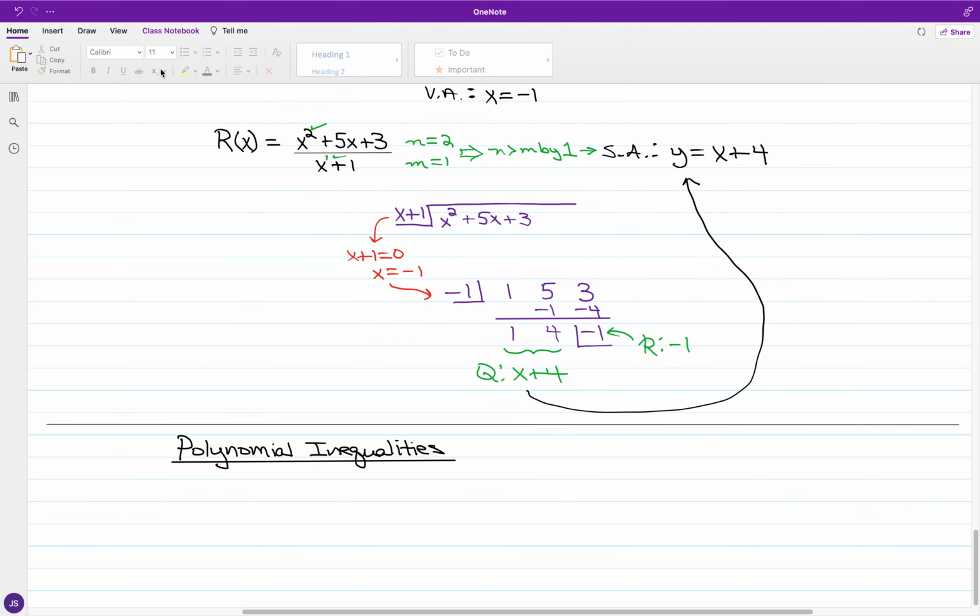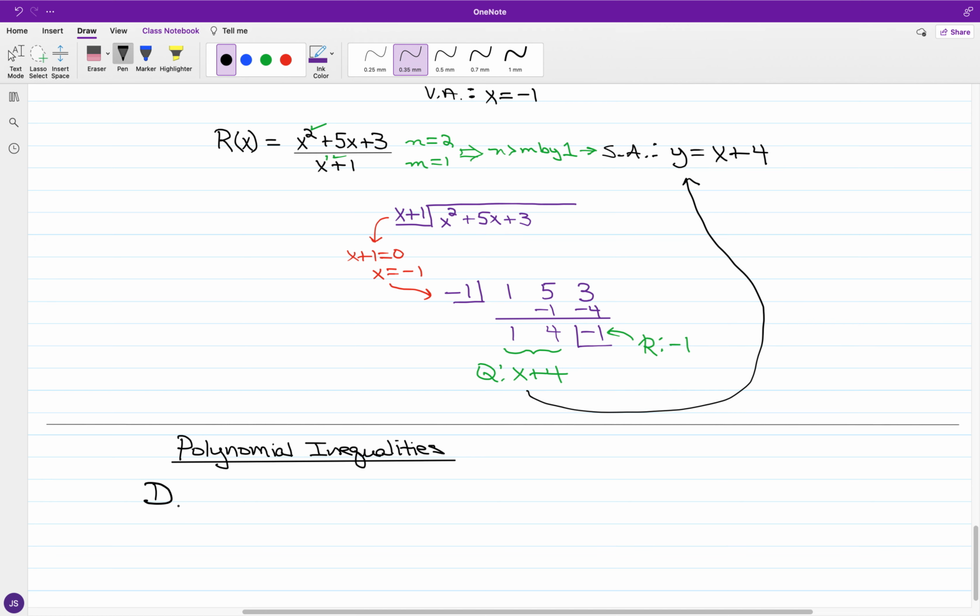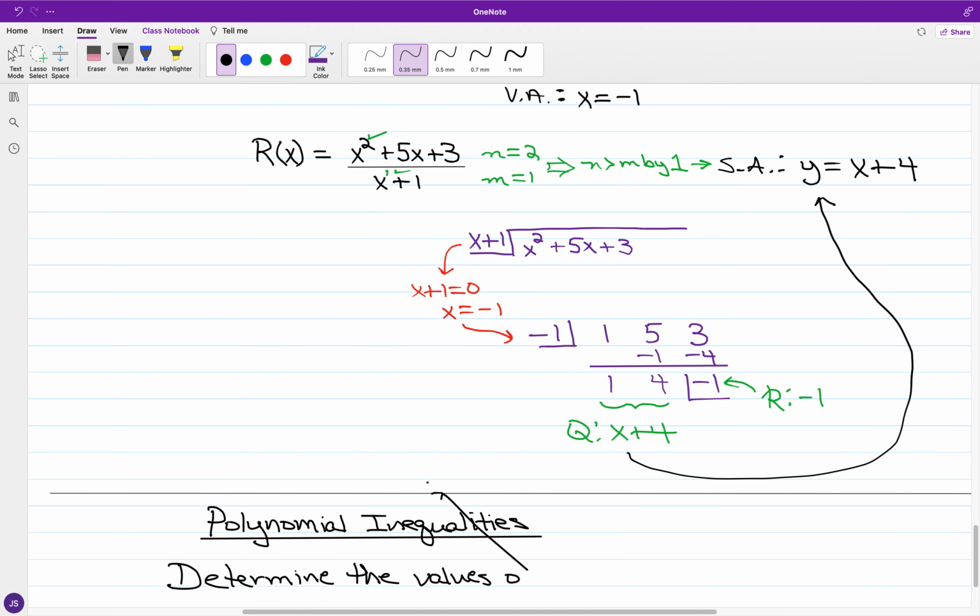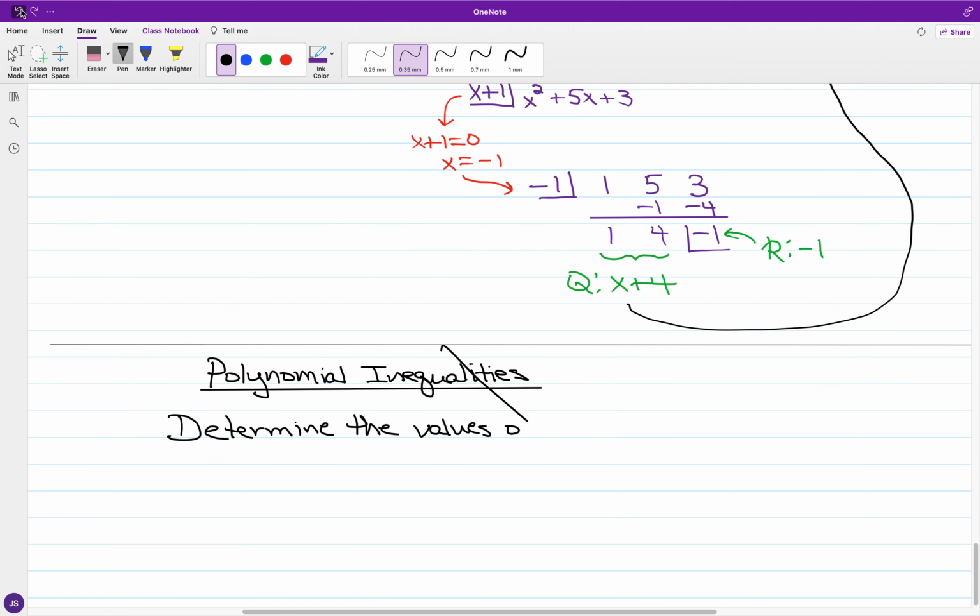And we'll give you just kind of an introduction to this. Okay. So if I were to determine the values of x for the following.